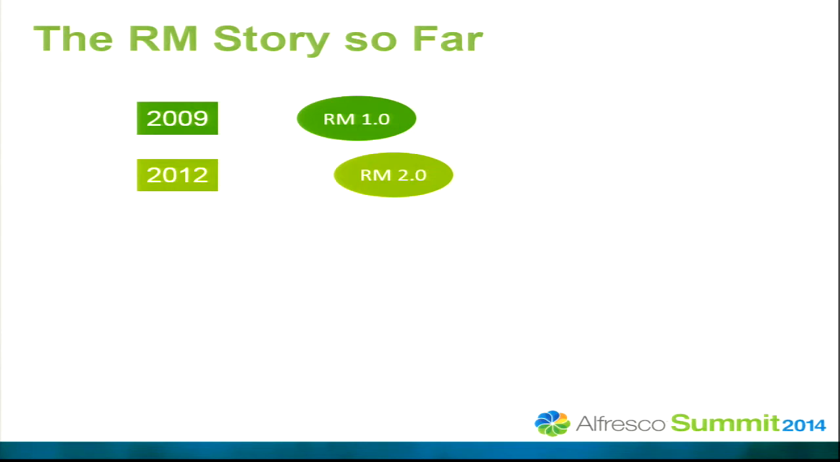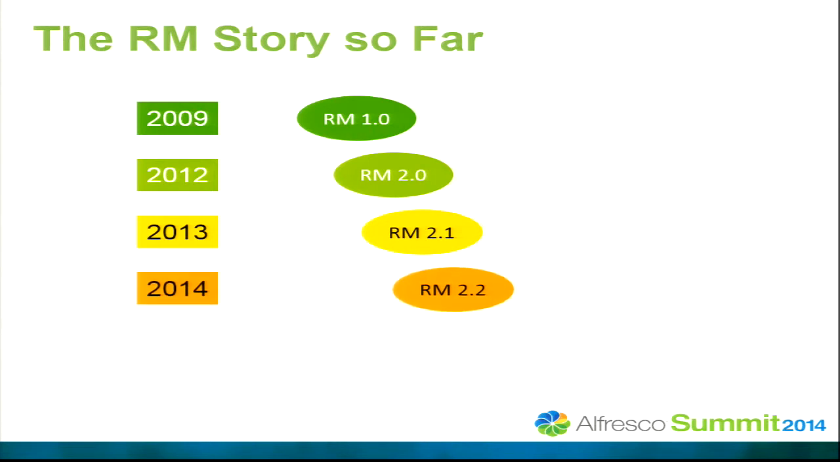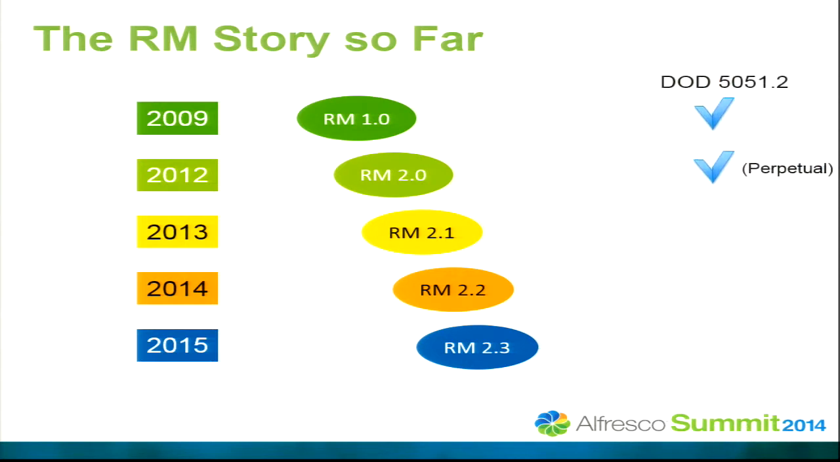So from your content management system, you can say, I want to declare this as a record, and it goes into the records management system. Then last year we came out with version 2.1, and now we're in this year. So I'm going to be talking about RM 2.2, and we'll have another version called RM 2.3 next year, which will work with Alfresco 5.